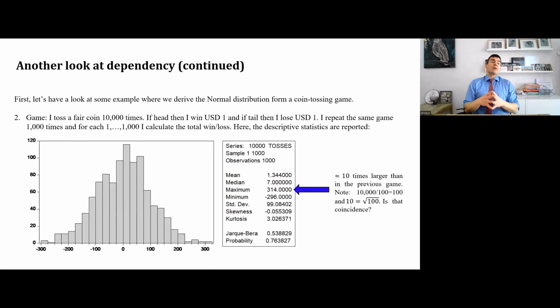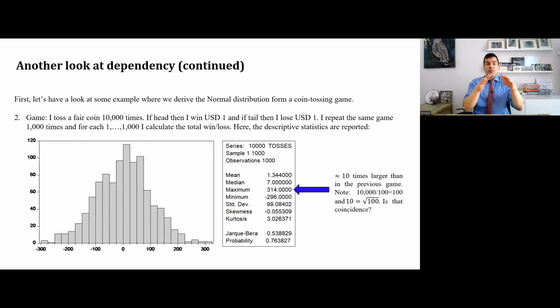So next, I basically do the same experiment, or the same game, but here in each iteration I toss a fair coin not 100 times but 10,000 times. Again, if head, then I win $1, if tail, I lose $1. Again, I do 1,000 iterations for each of these 10,000 coin tosses, and then I calculate the total win and total loss for each of these 1,000 iterations.